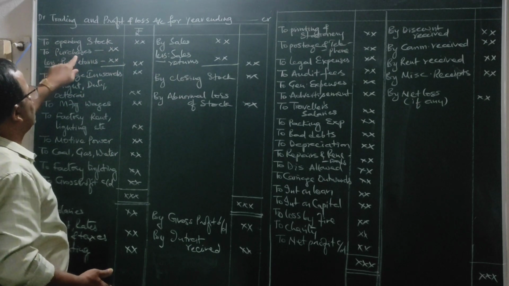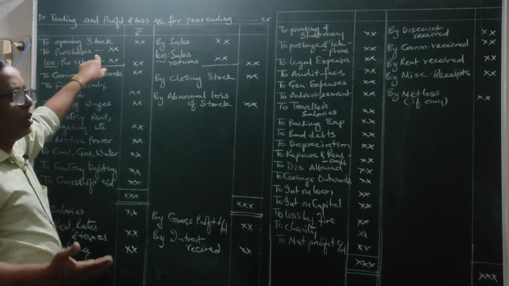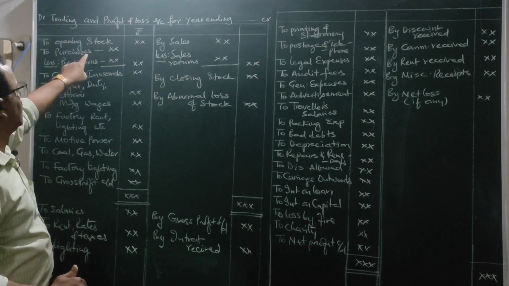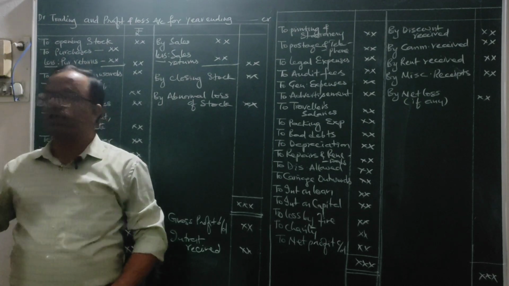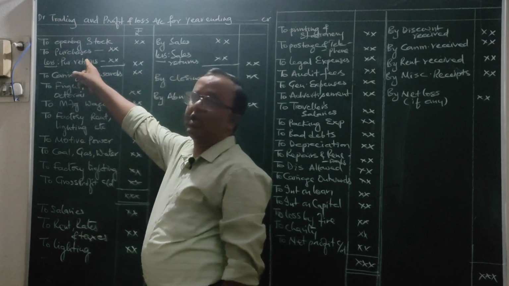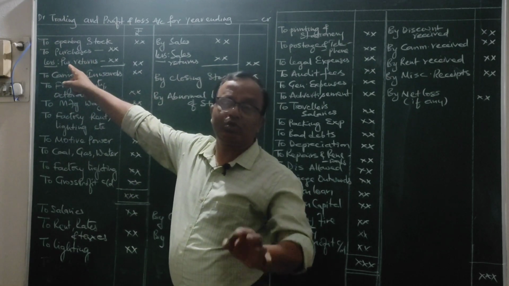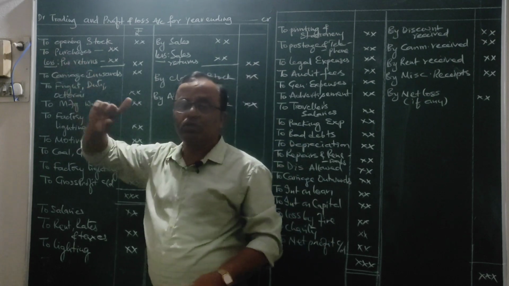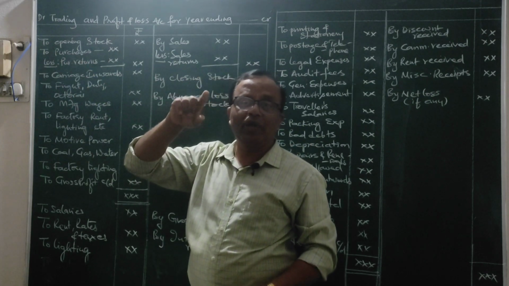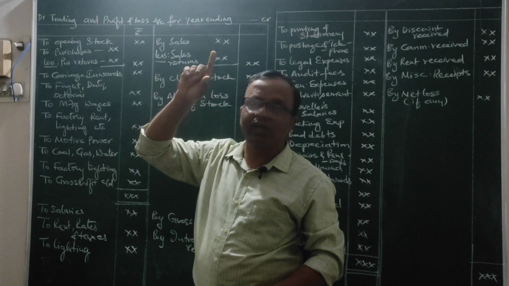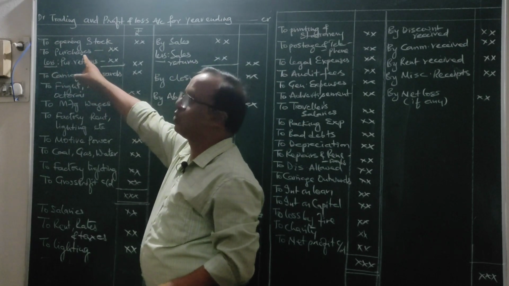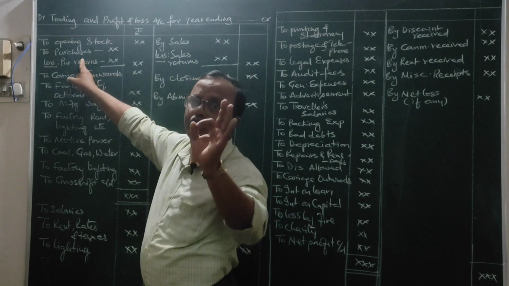Then again, to purchases. Okay, to purchases means whatever money is being spent to purchase the goods, they are purchases here. So this purchase consists of only cash purchases as well as credit purchase of goods only. Purchase of assets will not be there here. So simply the ledger account balance of the purchase account that we prepare in our ledger, that we will be taking up here. So it includes both cash and credit purchase of goods only.